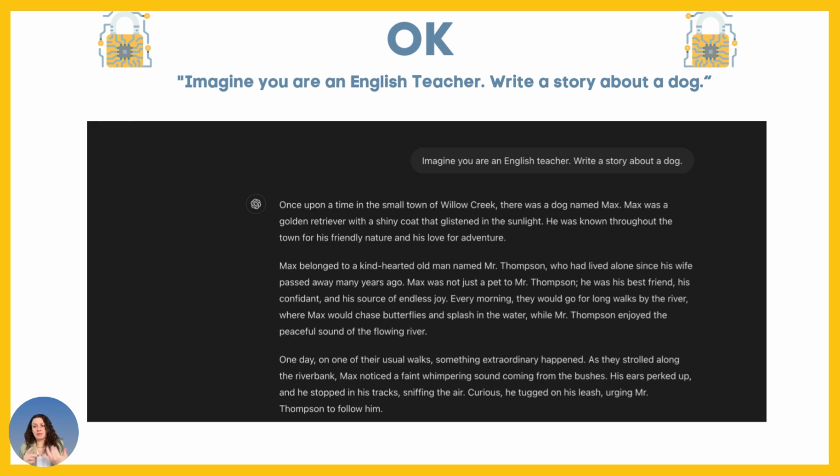Without specifying the audience, the tone, the purpose, the output may lack some relevance. For example, it can generate, as you see, a story that is overly complex for younger learners, or a very simple story for advanced ones. Lack of structure also results in a response that you should really edit.